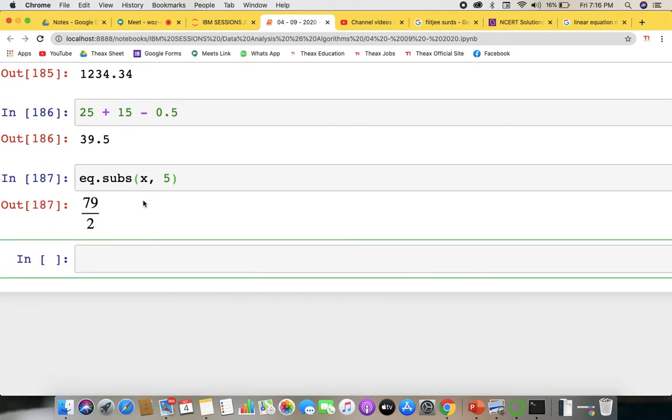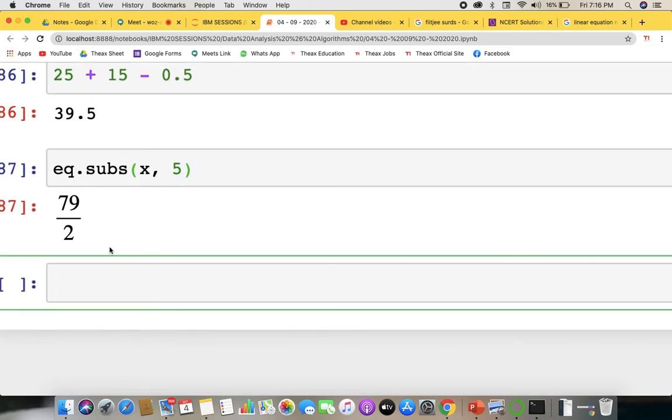Now next question. This is a nice question. Cool. See, this question is now an equation. It's quite a big question. Try to solve it. Just tell me the command, right? Don't solve it.